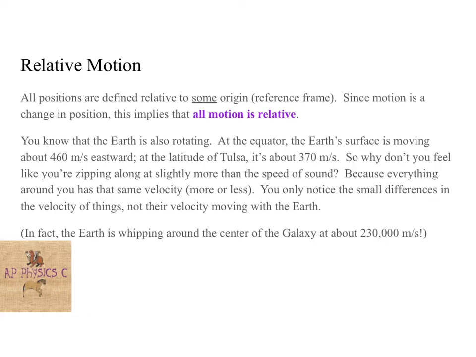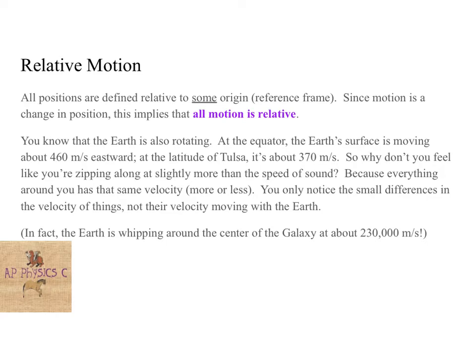You know that the Earth is also rotating. At the equator, the Earth's surface is moving about 460 meters per second eastward. At the latitude of Tulsa, it's about 370 meters per second eastward. So why don't you feel like you're zipping around at slightly more than the speed of sound? Because everything around you has that same velocity, more or less. So you only notice a small difference in the velocity of things, not their velocity relative to the Earth.